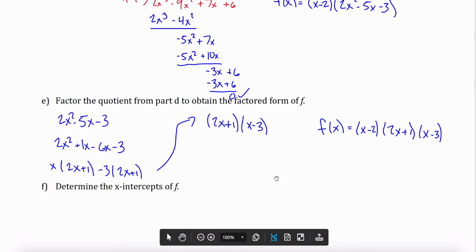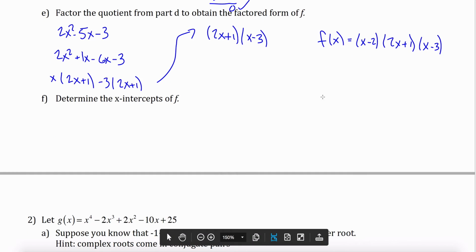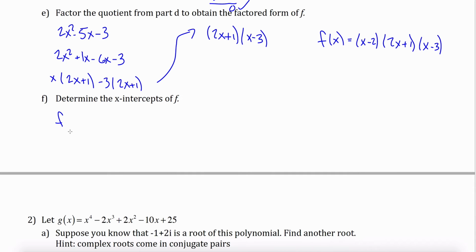There you go. Determine the x-intercepts of f. All right, now that you've done all that work, finding the x-intercepts is pretty easy. You just solve for the x values that make this thing equal to 0. Well, when it's in the factored form, you're just saying x minus 2 times 2x plus 1 times x minus 3 equals 0. That happens if any of those factors equal 0.